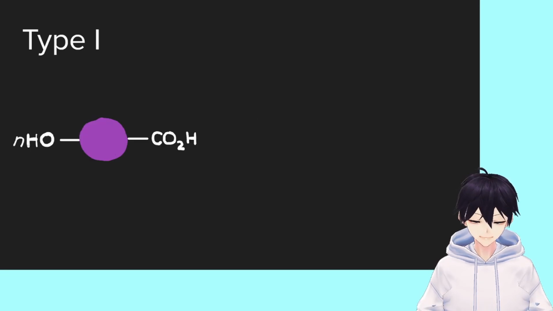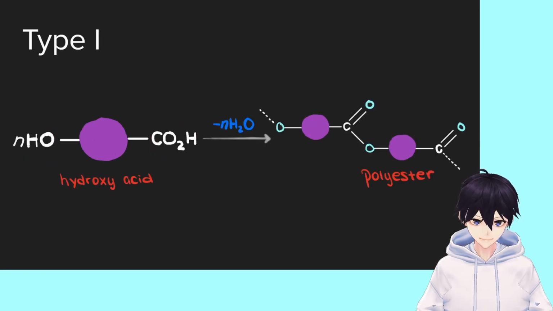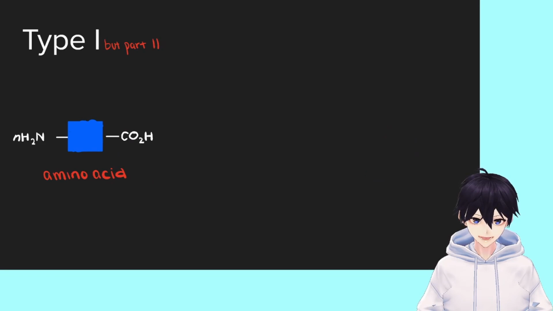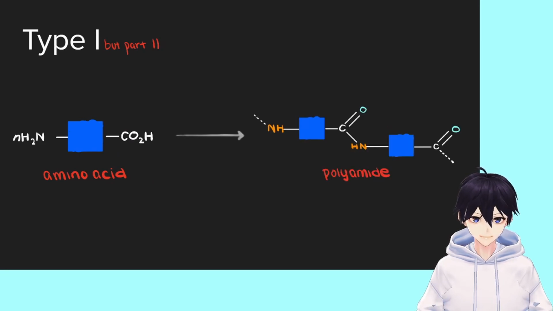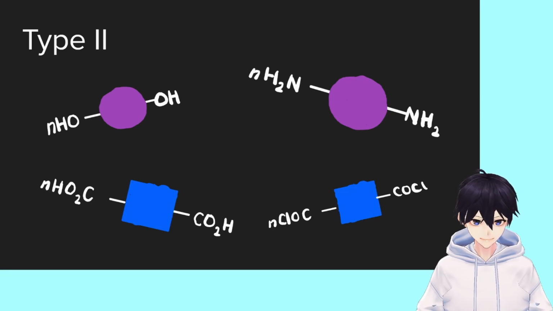The first type is when the monomer contains 2 different functional groups, for example, a hydroxy acid becoming this polyester, which got its name from this ester link, or an amino acid becoming this polyamide, that got its name from this amide link.